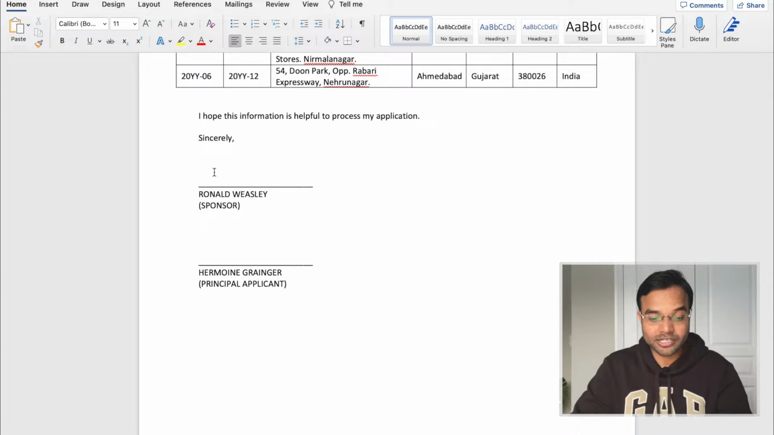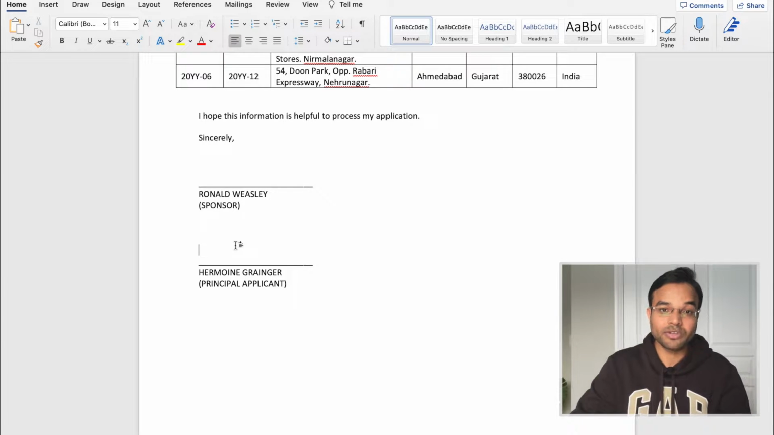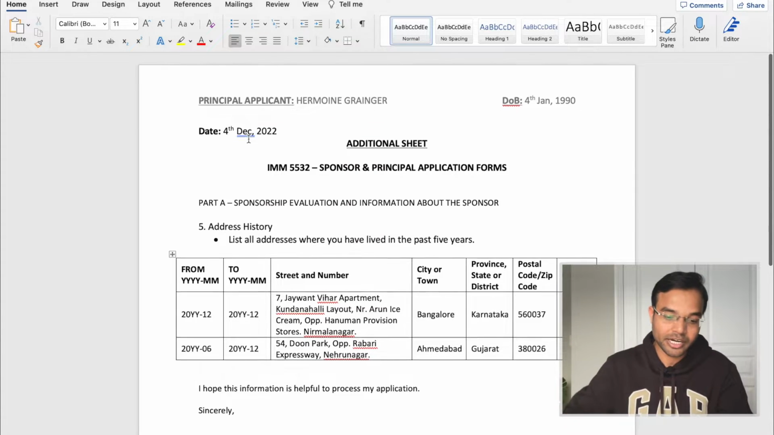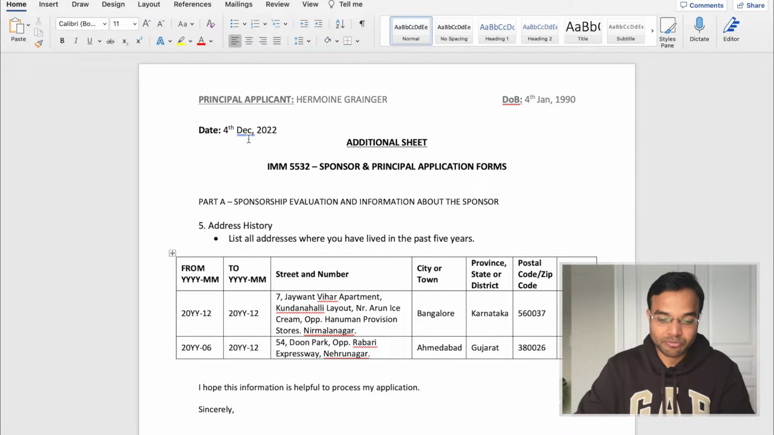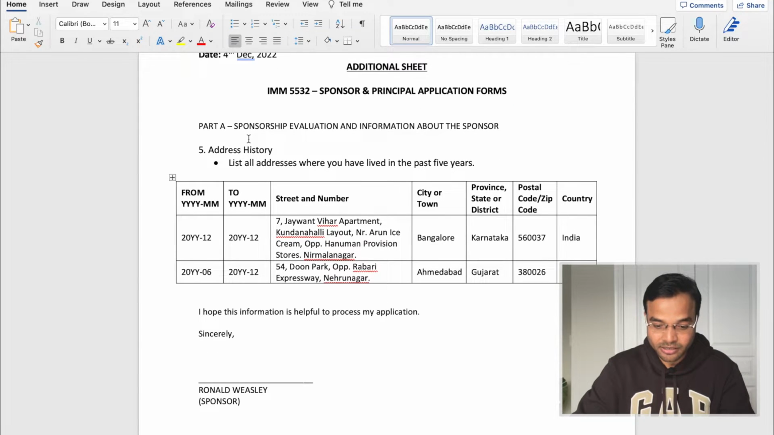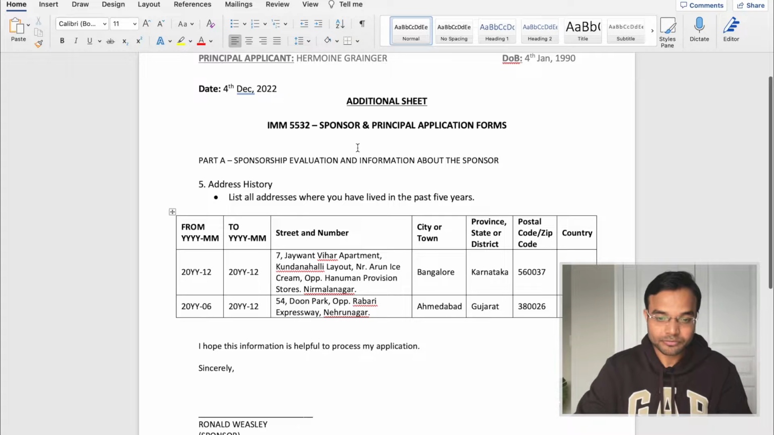So in case of, let's say, address history, you want to share the name of the relatives, which is one of the questions that will come later. You can add the relative's name in here and then provide the data in that similar table, right? And the table structure can be exactly the same as it is in the form. So here you have dates, street number, city, town, province, postal code, country, exactly the same format you can provide in here, and then the details, right?